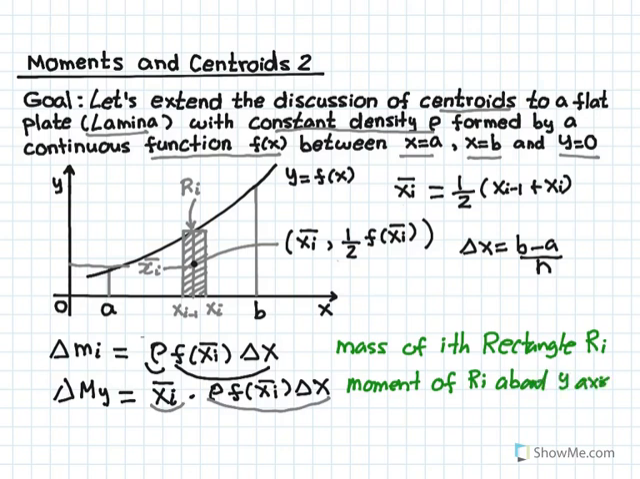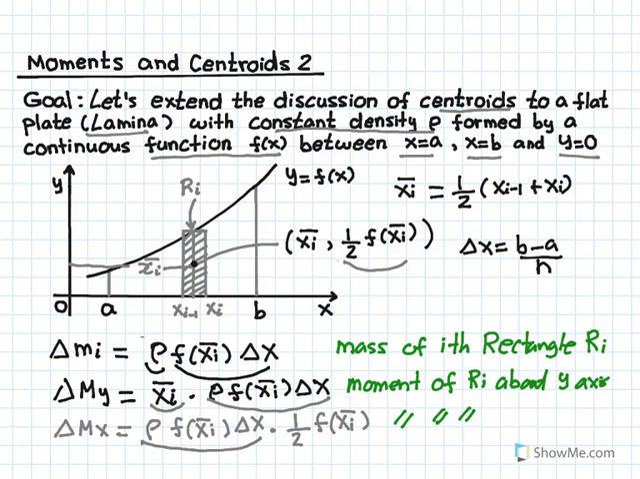All right, now let's find the moment about the x-axis. The moment about the x-axis is going to be rho f of xi bar delta x. This part is the mass times the average distance to the x-axis, which is measured by the y value. That's going to be 1/2 f of xi bar. So this is going to be the moment of Ri about the x-axis.